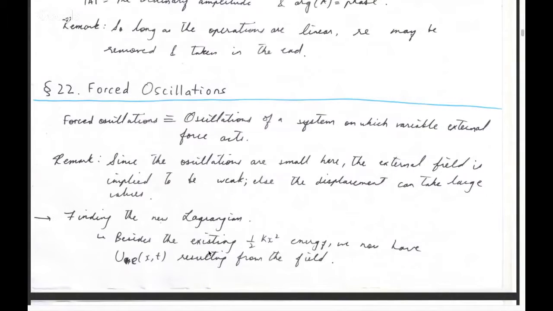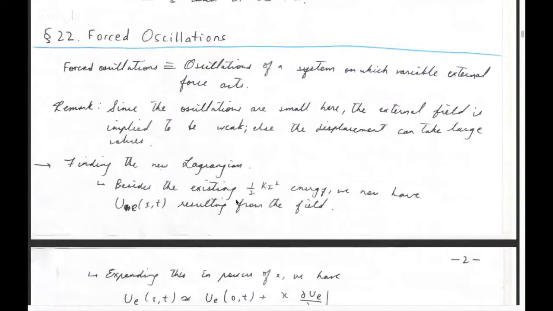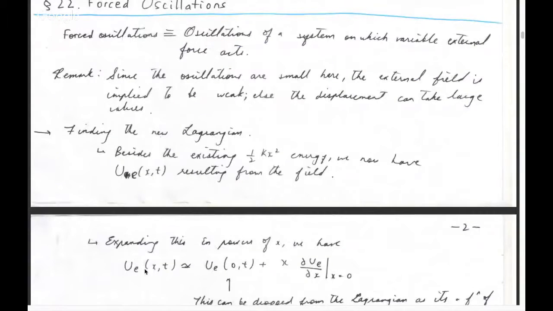Now we try to find the new Lagrangian for this particular case. Besides the existing half kx square term, there will be a term coming from the coupling with the external field, so you write an extra U external (x, t) and expand it in powers of x. You will have one term which depends only on time, then a first order derivative in x, and then higher order terms.